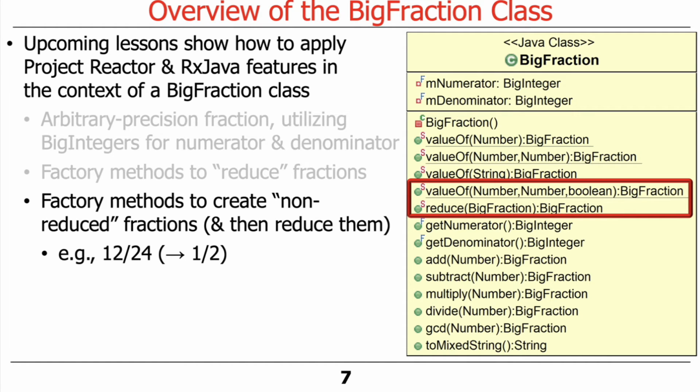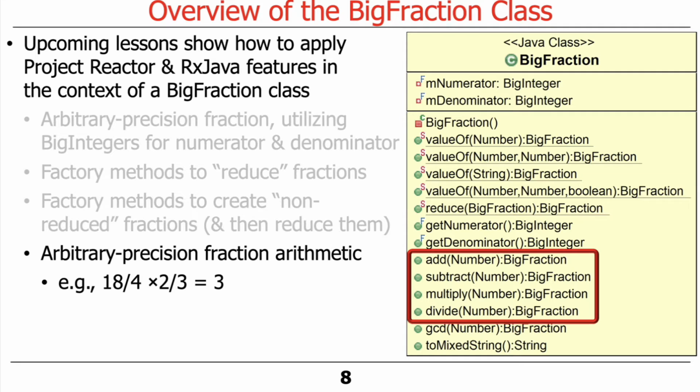It also has factory methods to create non-reduced fractions and then reduce them later. And the reason we would do that later is so we can do the reduction in another thread of control, which might benefit from concurrency and multi-core processing. It also supports, of course, arbitrary precision fraction arithmetic, or BigFraction arithmetic, where 18/4 times 2/3 equals 3. You just have to trust me on that one.